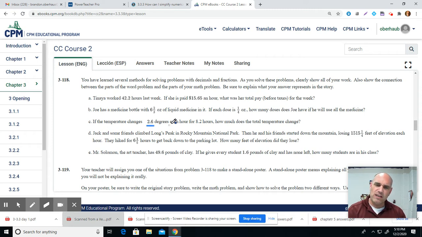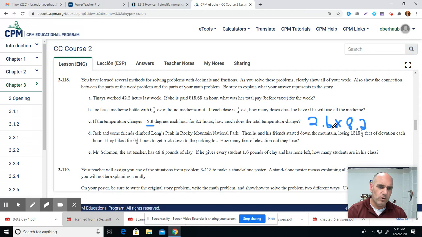The next hour, it changes another 2.6 degrees, and then another 2.6, and another 2.6. So we could add up 2.6 plus 2.6 plus 2.6 plus 2.6, 8.2 hours. But instead of doing that repetitive addition, my suggestion would be 2.6 times 8.2. So we go through, we do our multiplication.